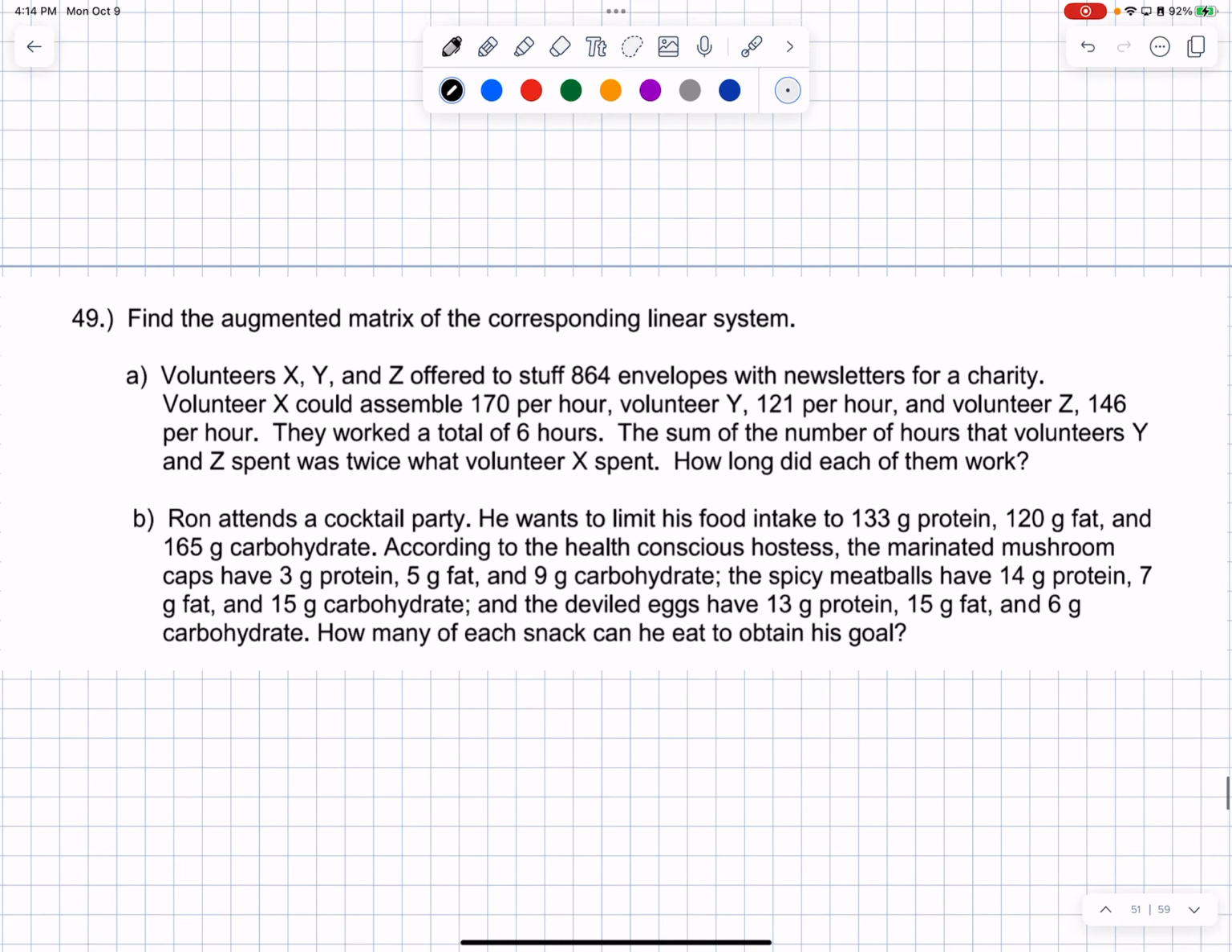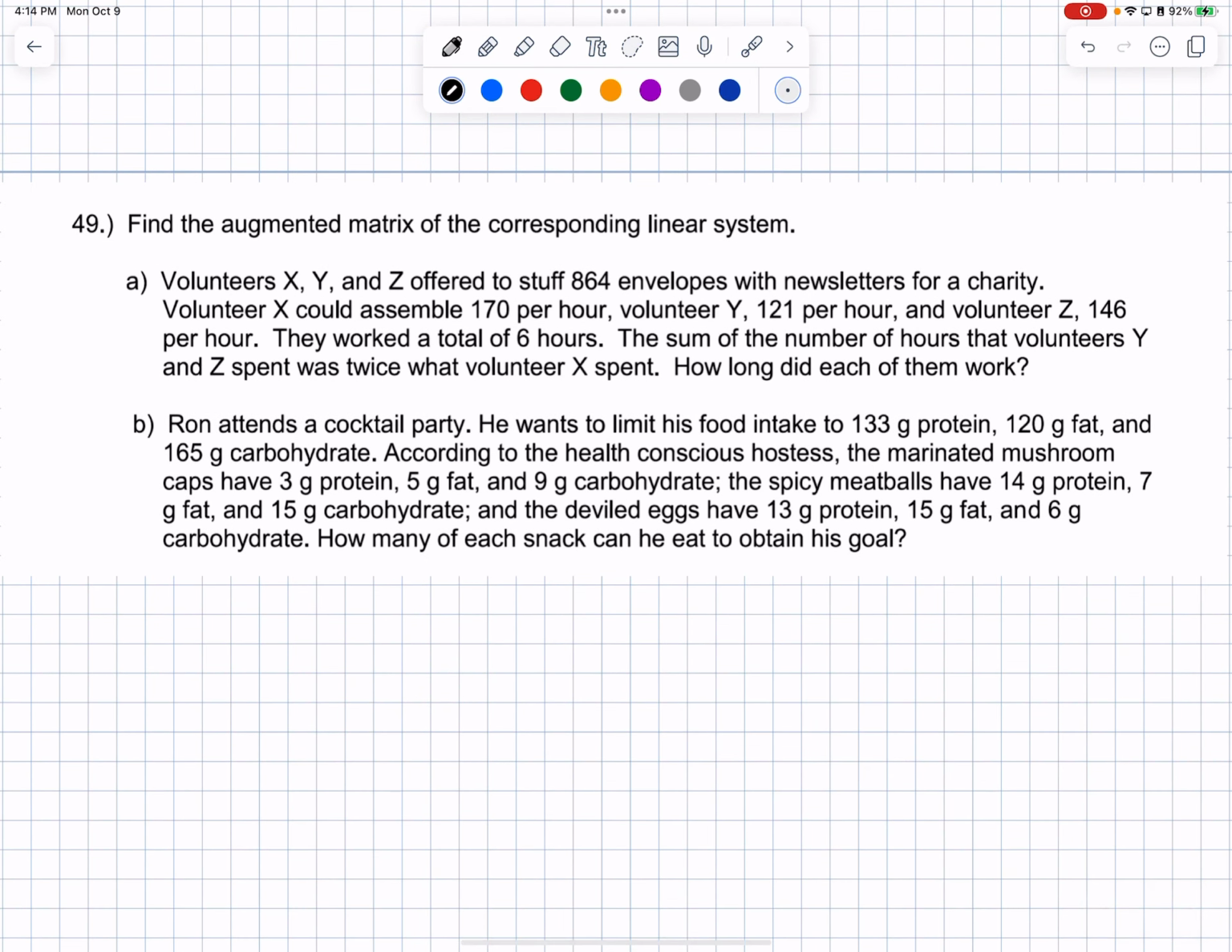Find the matrix. Okay, so we don't have to solve it, we just have to write it. All right. 3 volunteers stuff 864 envelopes. X could assemble 170, Y could do 121, Z could do 146. They worked a total of 6 hours. The sum of the number of hours that Y and Z spent was twice what X spent. How long did each of them work?